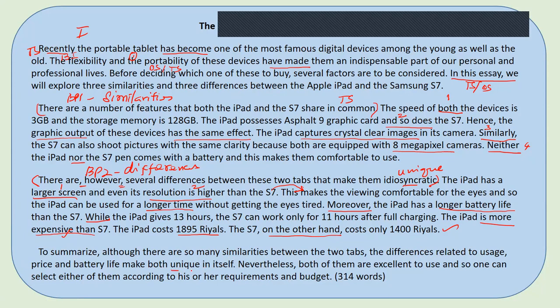Unique means something special. Nevertheless means however. Both of them are excellent to use, and so one can select either of them according to his or her requirements and budget. Budget means the money that you can spend. Requirements means what you need this for. Clear, guys? So here in the summary, we have summarized what we have done in body paragraph 1, body paragraph 2, and then we have given an overall conclusion covering the complete essay.